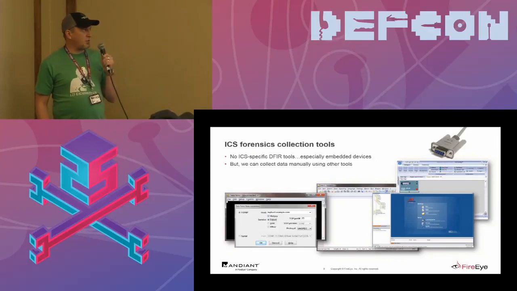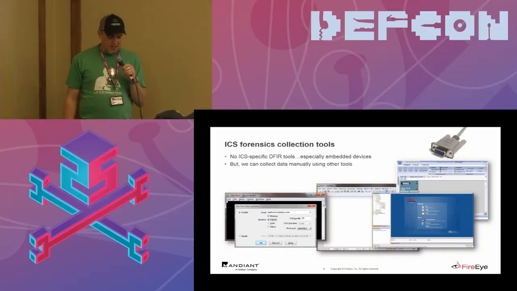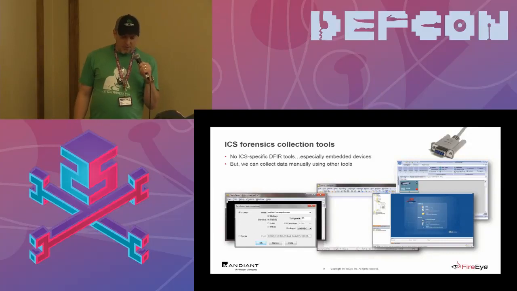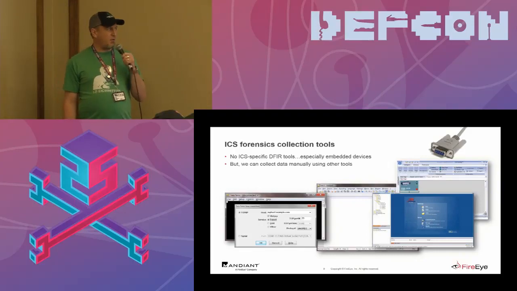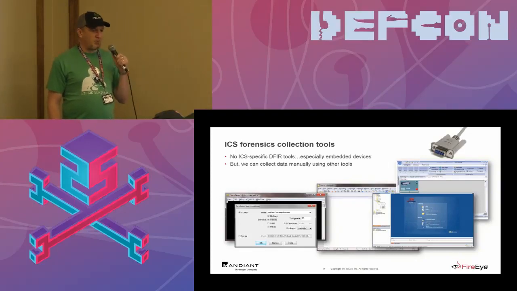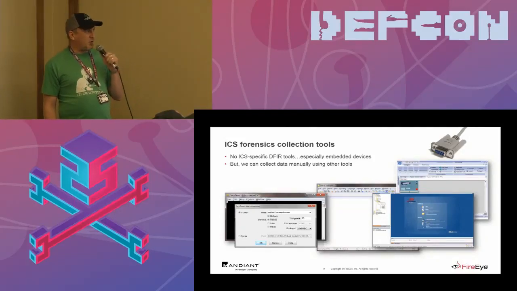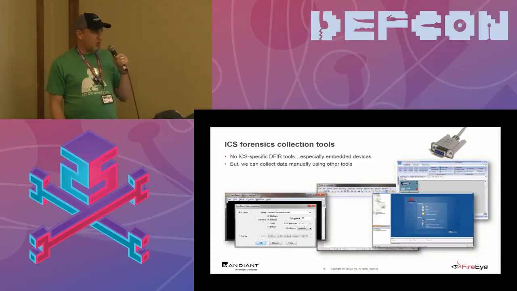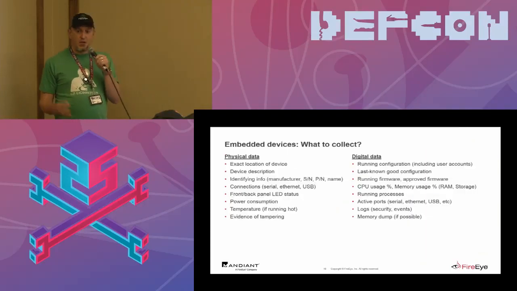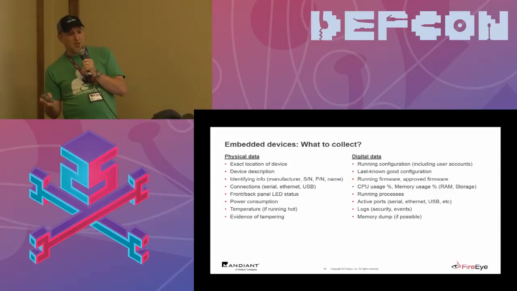ICS collection tools. We don't have any ICS-specific DFIR tools, especially for embedded devices, but we do have other ways to collect the data manually. We can use Tera Term or some terminal program to connect, Telnet or serial or whatever. Serial cable, right? Connect to the console. You can use software from GE or Schweitzer or Siemens or whoever to collect information about the PLCs, the configurations, all that stuff. So you have to use the tools that are designed to go with that system.